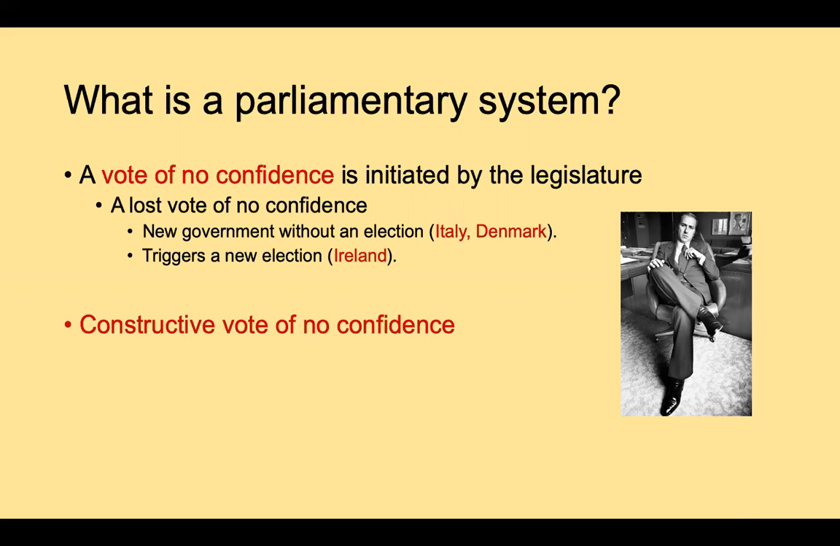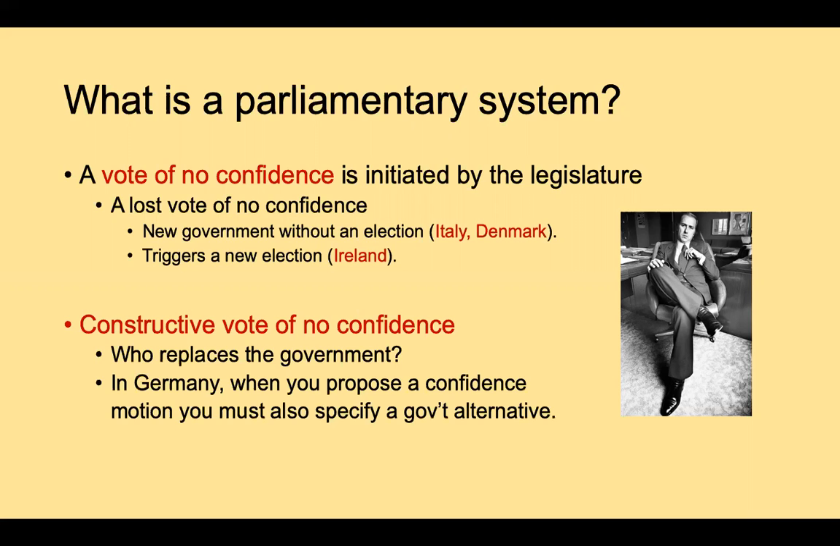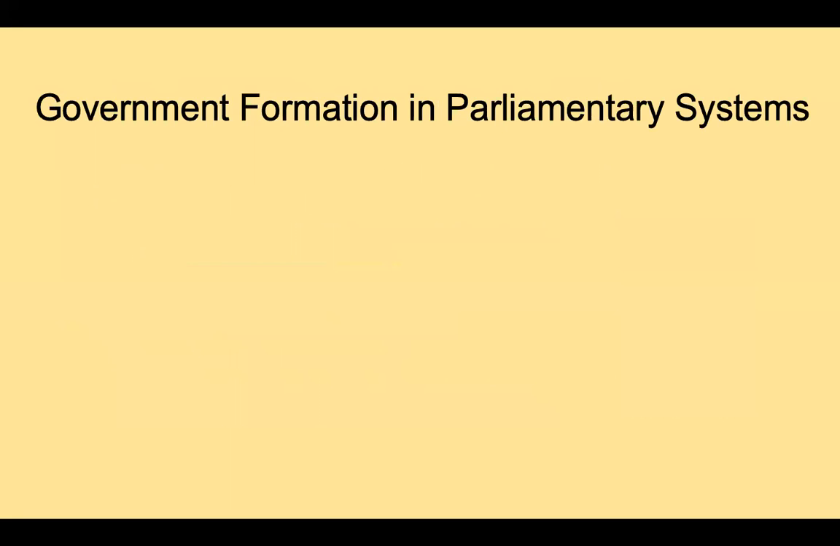There is, of course, a distinction between a vote of no confidence and a constructive vote of no confidence. And a constructive vote of no confidence is a vote of no confidence that also includes a suggestion regarding an alternative government or who the new government should be. And so in Germany, for example, when you propose a confidence motion, you must also specify a government alternative. That is, who is going to replace the government falling as a result of this vote of no confidence.